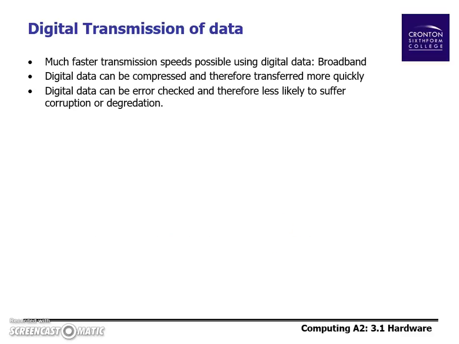So in the digital transmission of data, much faster transmission speeds are possible using digital data. For example, with broadband, typically it used to be a 128 kilobit connection to the internet. Now my own broadband connection is about 30 megabits per second using a fiber optic connection, and there are providers out there that allow you to go up to 150 megabits per second. So there has been a significant increase in the speeds available.